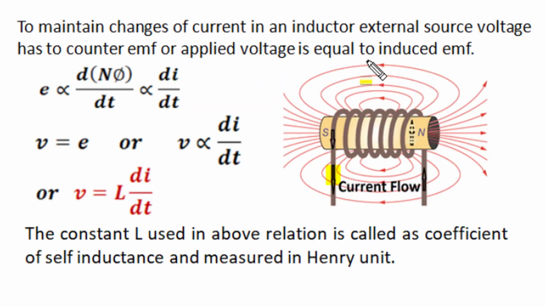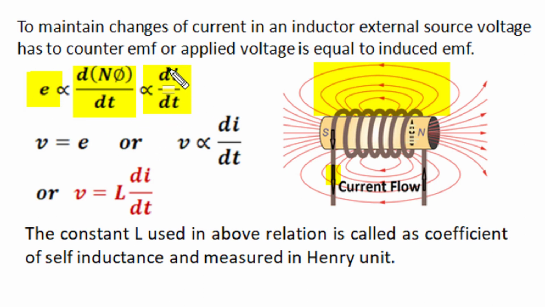When time varying current produces time varying flux linkages, as per Faraday's law of electromagnetic induction, as per the time rate of change in flux linkages, there will be an induced EMF, and this induced EMF is directly proportional to the rate of change of current with respect to time, as flux is proportional to current and d phi by dt is proportional to di by dt. And as per Lenz's law, this induced EMF tries to oppose the changes of current.